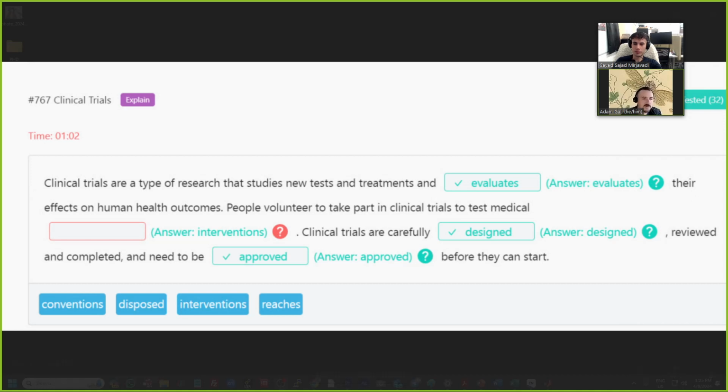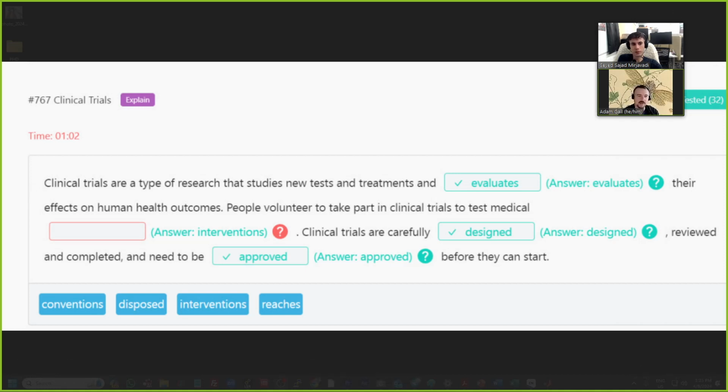Question of approved. The reason why confirmed doesn't work is because approval implies getting permission. So permission is needed before they can start. Approval is needed before they can start. They need to be approved. They need to be permitted.